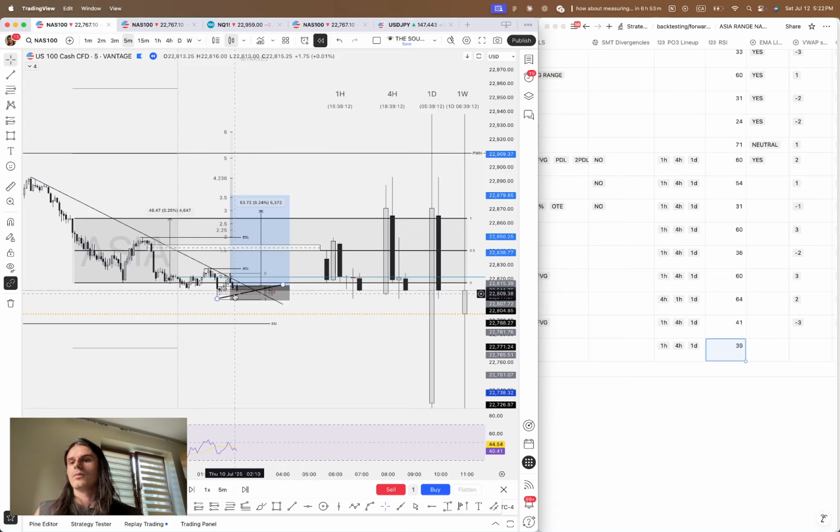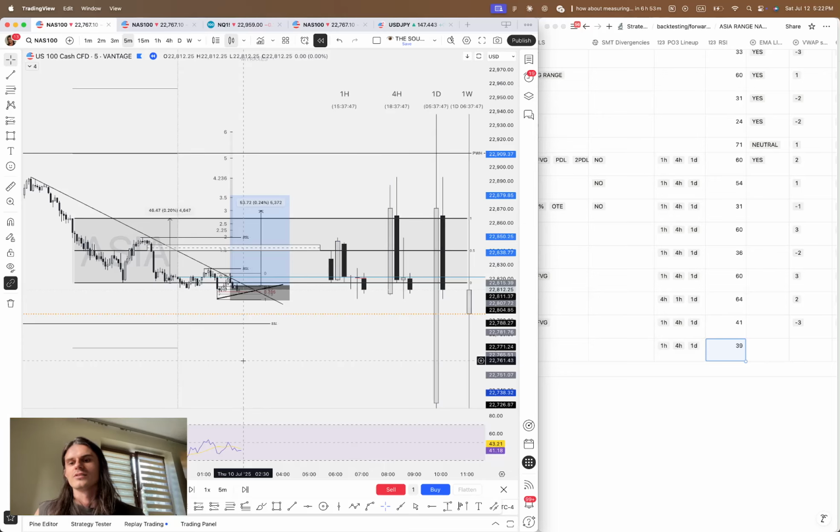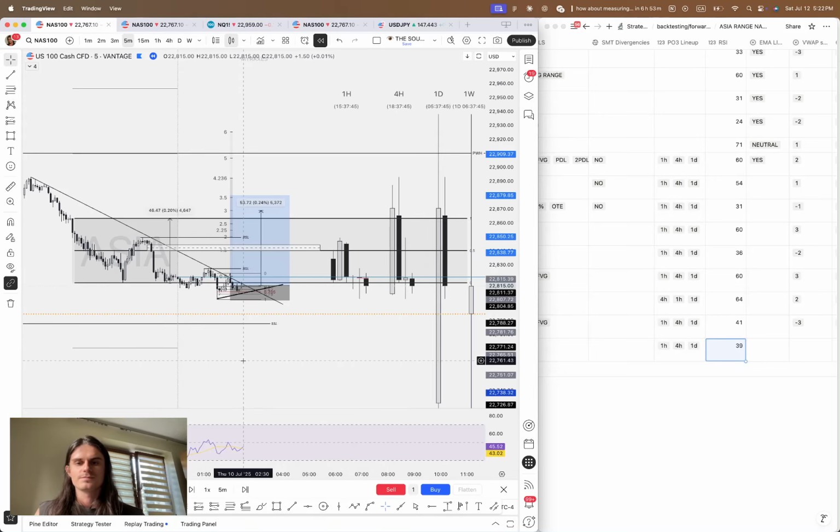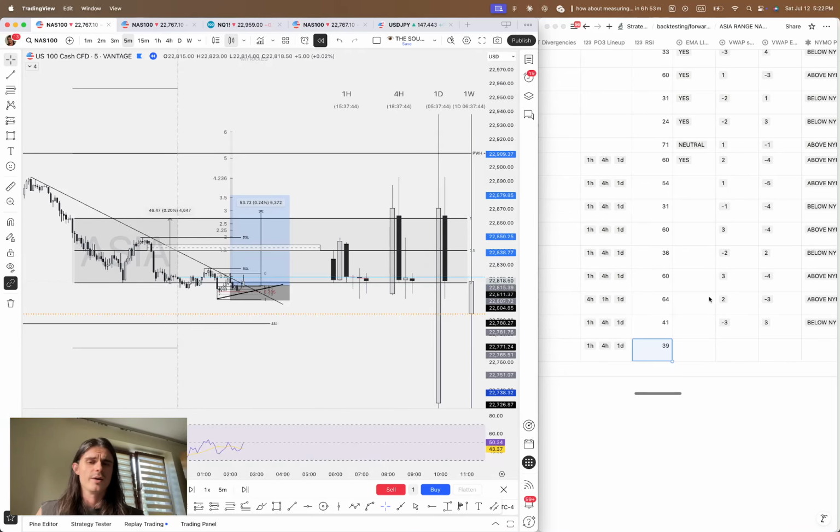This day I was actually trading on 1 minute, and the accumulation was so long. For me it was like hours, but honestly it was not as long in reality. But anyways, so we see the lineup.